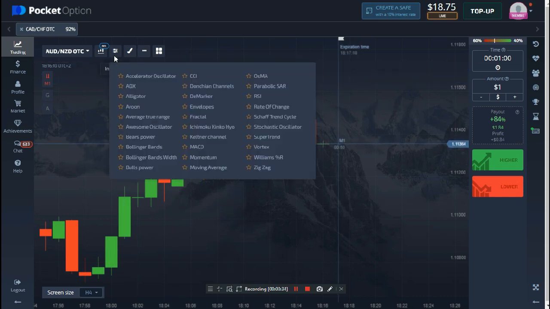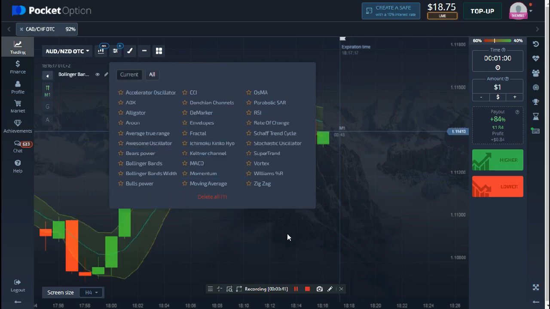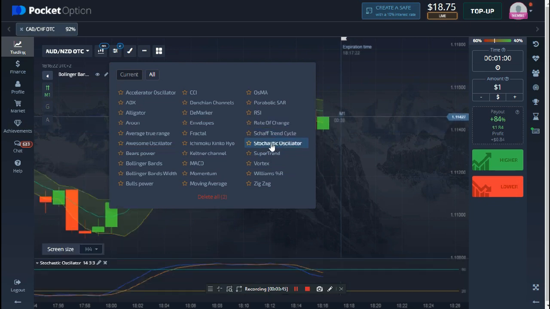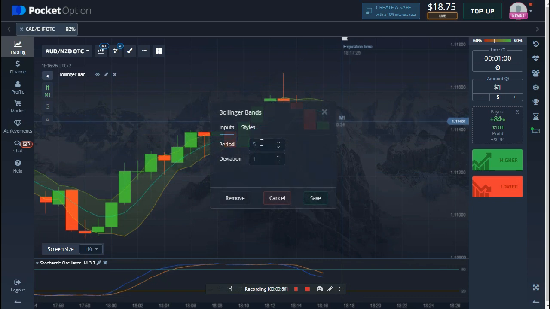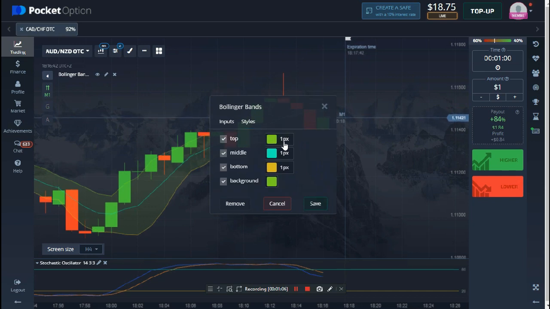So I am using the indicator of Bollinger Band, and the second indicator I'm using is the stochastic oscillator. For the setting of the Bollinger Band, I use the period 5 to 6, and the deviation is 1.1.